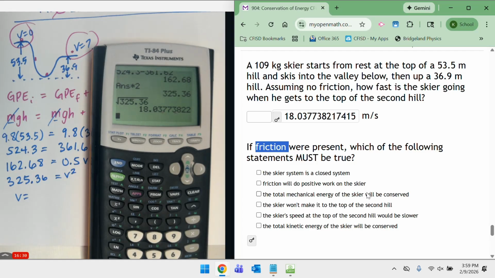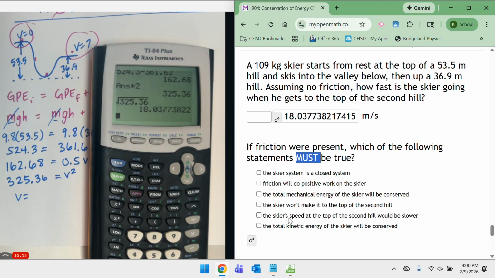Total mechanical energy of the skier will be conserved. No, it will not. That's the whole point. It's an open system. When friction's present, there's an external force doing work, causing your total mechanical energy to decrease. The skier won't make it to the top of the second hill. That could be true, but it doesn't have to be true. Depends on how much friction there is, so we're not going to pick that.